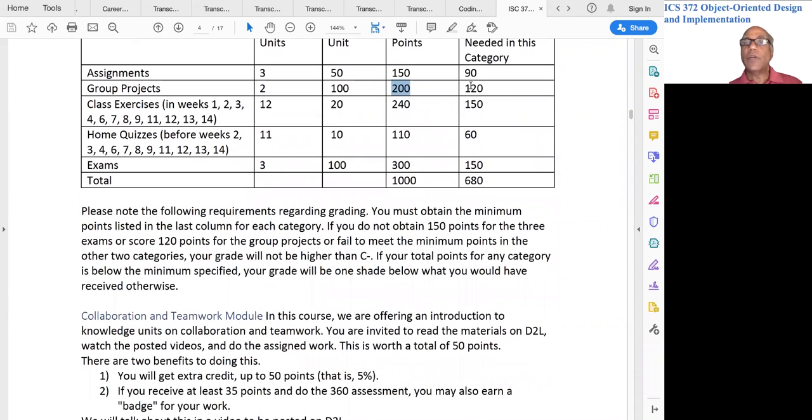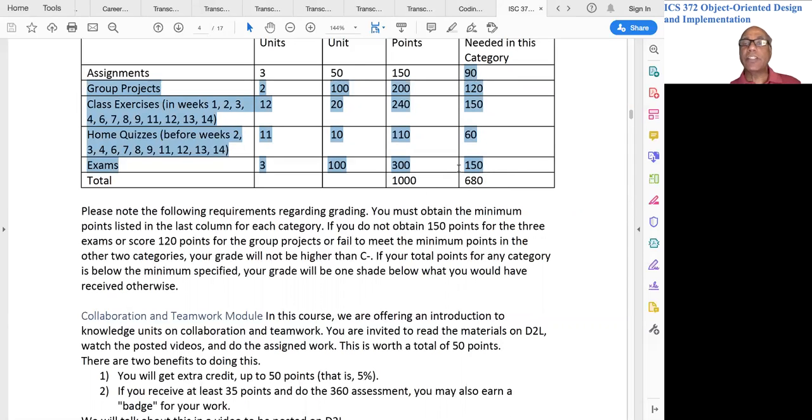So what do these minimum points mean? How is it employed? First of all, notice that they don't necessarily add up to 680. This is the minimum points in each category. This is the minimum points for the course that you need to get a C minus. Okay. So don't associate these total points with the minimum points for each category. There is no direct relationship.